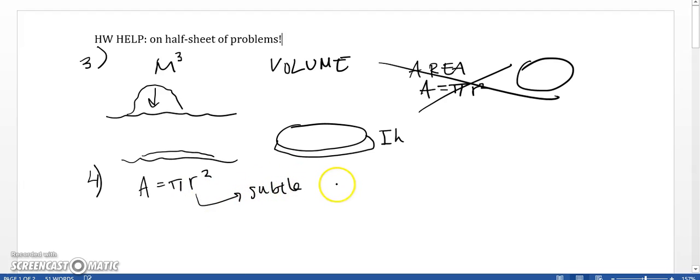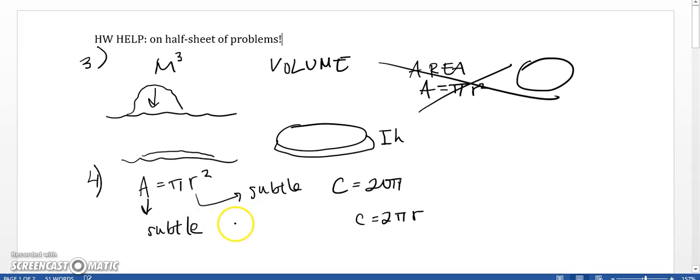Radius is subtle information. They tell you the circumference is 20 pi. So you should use the fact that circumference is 2 pi r, and then you can solve for radius. You can get the area. Those are both subtle things that you need because they give you the circumference. And then you can get the rate of change of the area. So then you can keep going with the related rates problem.